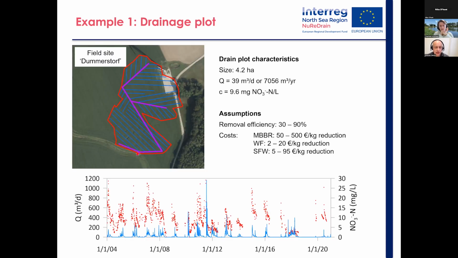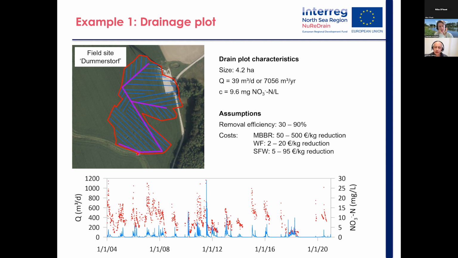I want to give you a first example for our drain plot, for our experimental field site, which we have near Rostock, and where we have a huge number of measurement data since the early 2000s. On the bottom of the figure, you see the discharge, the blue line, and also the nitrate concentrations as red dots from 2004 until 2020. And as you see, there's a highly dynamic situation with very high concentrations in winter and lower concentrations in summer.